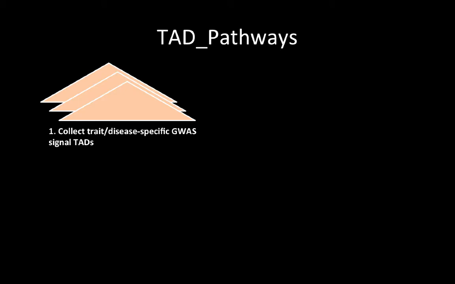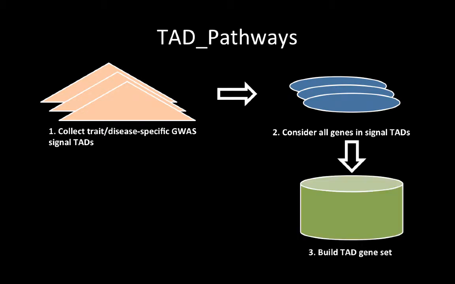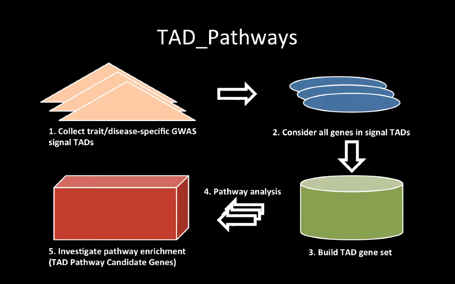Specifically, TAD pathways consists of the following pipeline. First, we collect all trait or disease-specific GWAS signal TADs. Next, we collect all genes in each of the signal TADs and curate a large list of every gene that could potentially be impacted by a trait or disease's GWAS signal. We call this list a TAD gene set. The next step is to perform a pathway analysis using the TAD gene set as the input and the human genome as background. The output of the pipeline is a list of candidate genes implicated in enriched pathways.